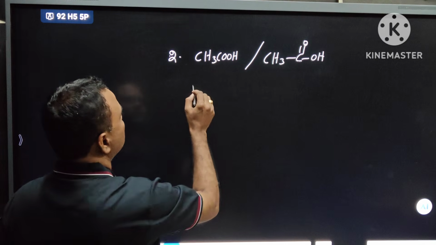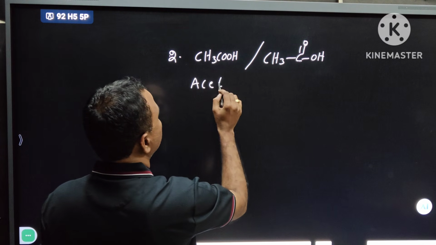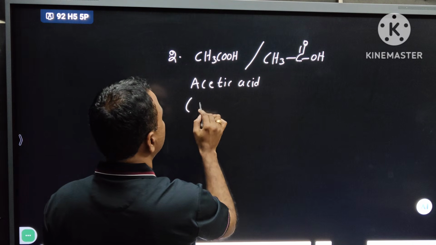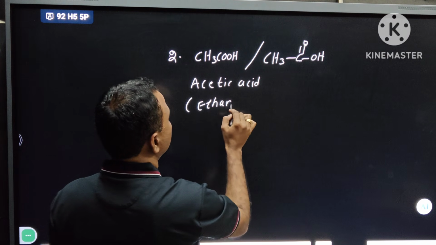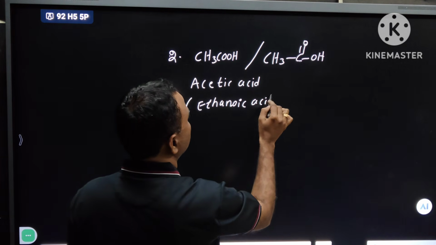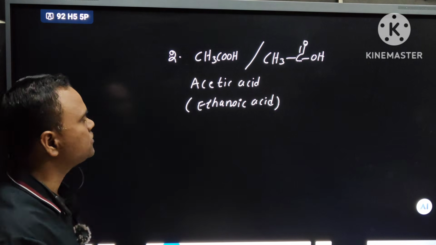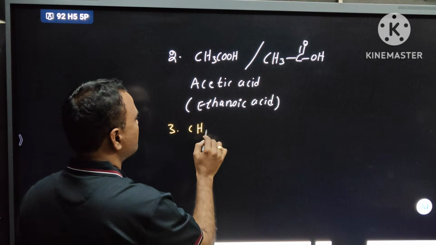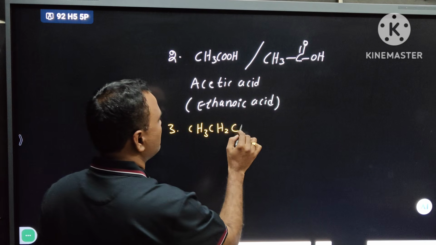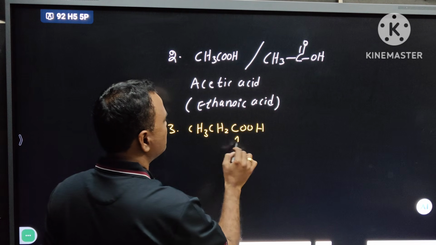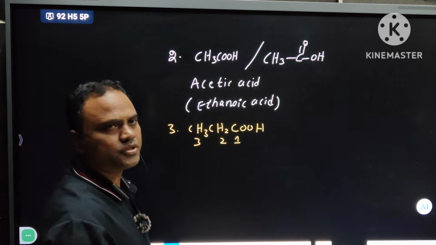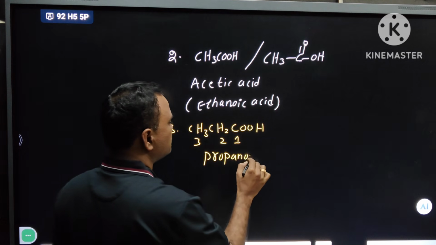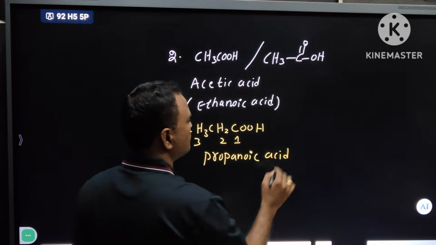What is its name? Acetic acid. Or what is the IUPAC name? Ethanoic acid. Correct? Right. Now can you try? How many carbons are present? Propanoic acid.